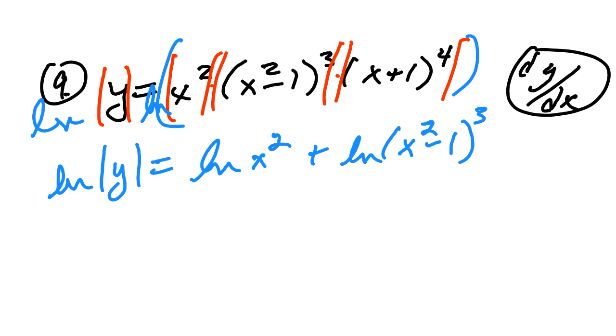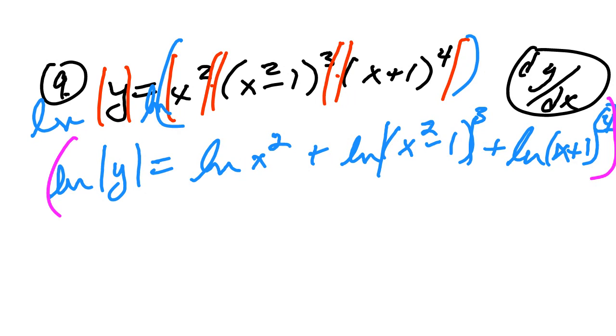and then plus the natural log of x plus 1 to the 4th power. Okay, now these were actually absolute values there, right? So this one is to the 4th power, so that's going to make everything positive, so we're fine on that. This one is cubed, so we could have negatives, so we should probably leave these absolute value bars there. Now what I'm going to do is I'm going to take the derivative of both sides with respect to x.